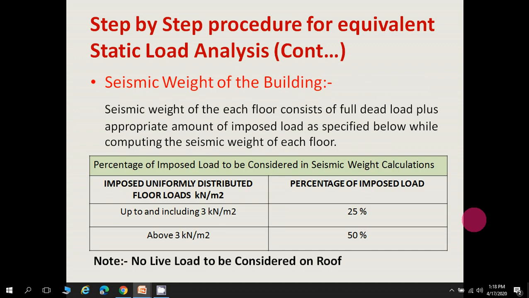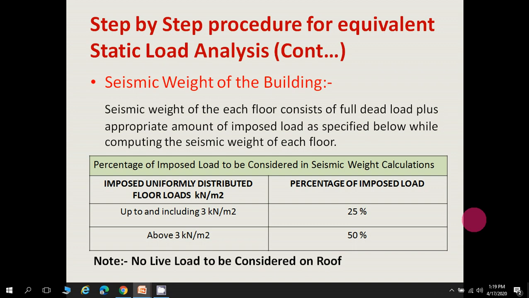Seismic weight of the building. The seismic weight of each floor consists of the full dead load plus an appropriate amount of imposed load. So what is the appropriate amount of imposed load, which is specified in this table? If the imposed load on the floor level is up to 3 kN per meter square, then 25% of that imposed load is to be considered for calculating the total seismic weight of the building. And if it is above 3 kN per meter square, then 50% of that load is to be considered for the seismic weight of the building.